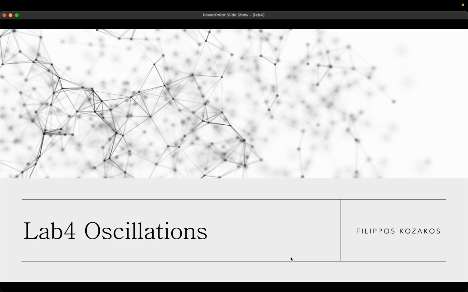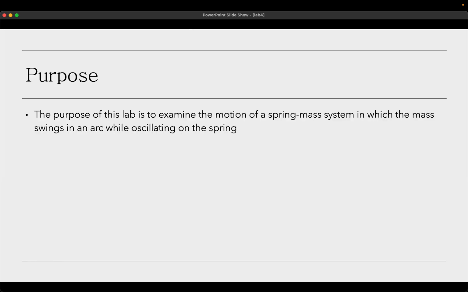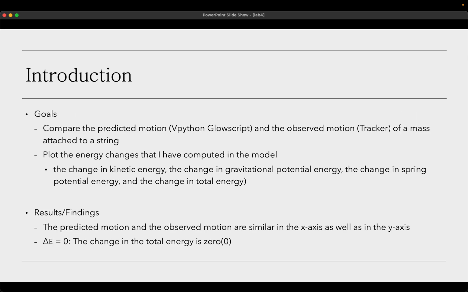My name is Philippos Kozagos, and here is my Lab 4 presentation about oscillations. The purpose was to examine the motion of a spring mass system in which the mass swings in an arc while oscillating on the spring.